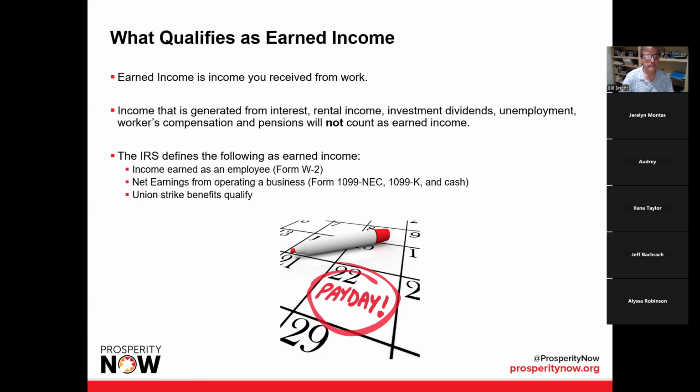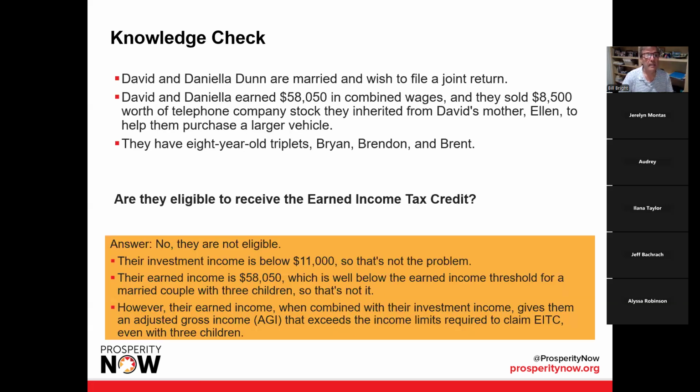Again, earned income. So here's one here. This is kind of a tricky question. I'm not sure why this was put in the slide, but David and Daniela are married. They wish to file a joint return. They earned $58,050 in combined wages, and they sold $8,500 worth of telephone stock that they inherited to help purchase a vehicle. They have 8-year-old triplets. Would they receive the earned income credit?